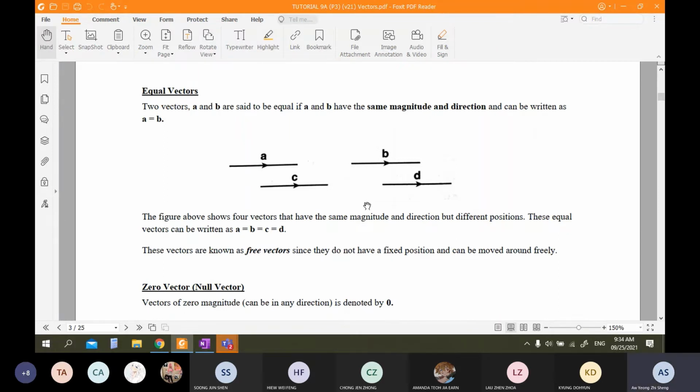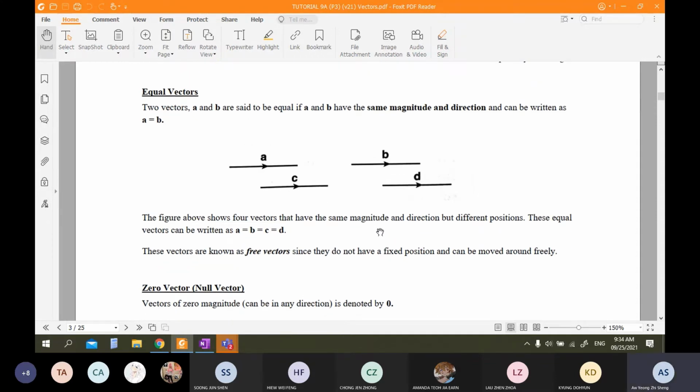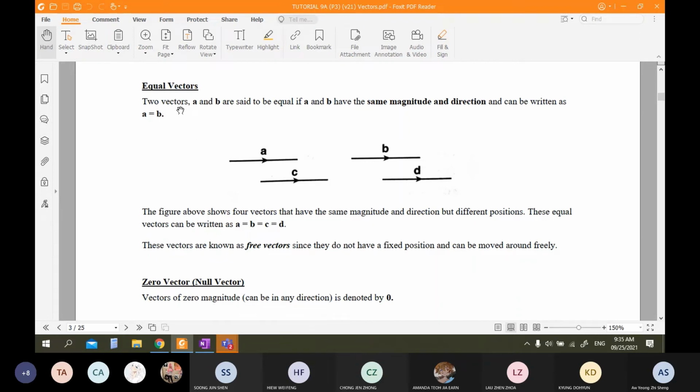Now let's move on to the third page on equal vectors. Under what condition do we say that two vectors are equal? Two vectors A and B are said to be equal if they have the same magnitude and direction. So there are two conditions to fulfill: same length and same direction. And then only we say the vectors are equal.